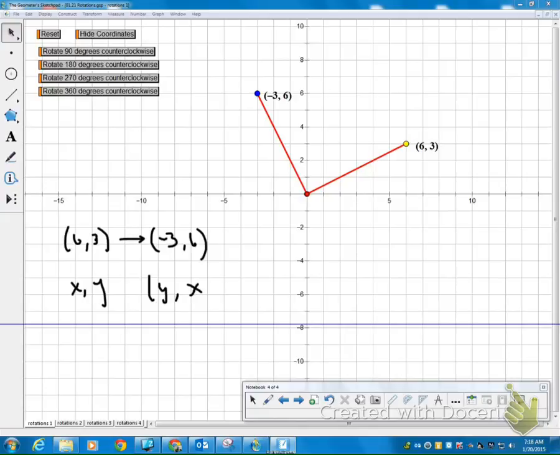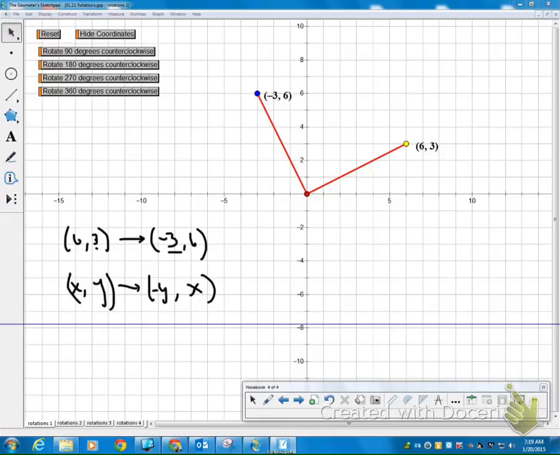But notice something else happened here. I went from having a +3 to a -3. So what we can say is I actually took that y and I changed the sign on it. So I went from (x, y) to (-y, x). What that means is I switched the x and the y coordinates, and my y coordinate became negative.